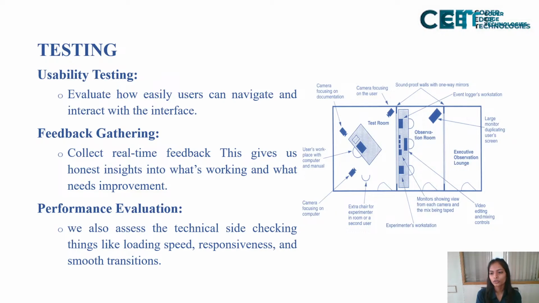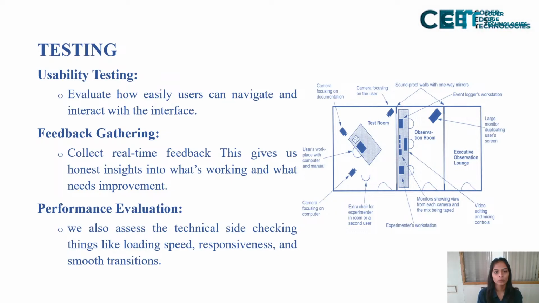In the observation room, there are monitors which show the view from each camera and mixing. There are monitors for video editing and mixing controls. The third room, which is the executive observation lounge, is for stakeholder observation. They can observe the user's workflow on a large monitor screen which duplicates the user's screen.